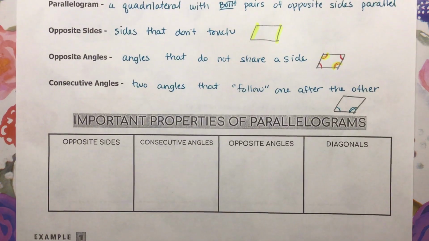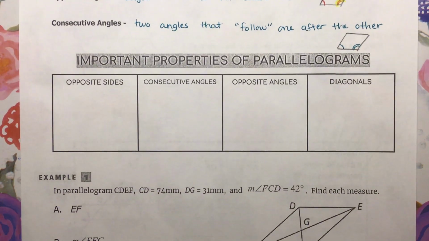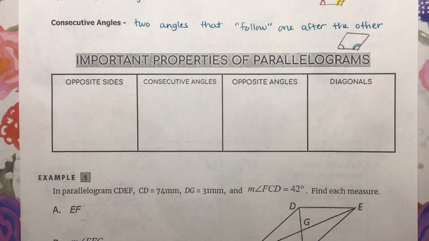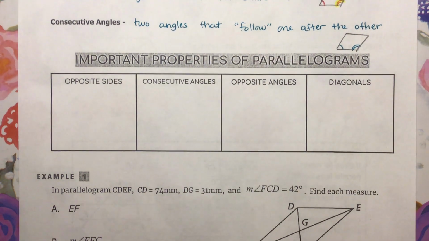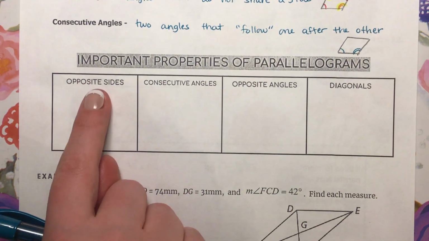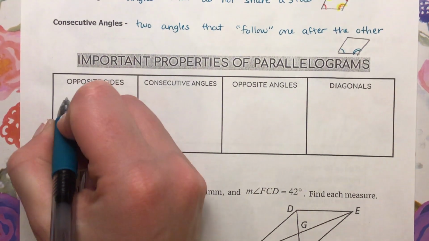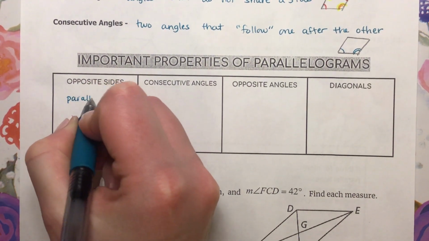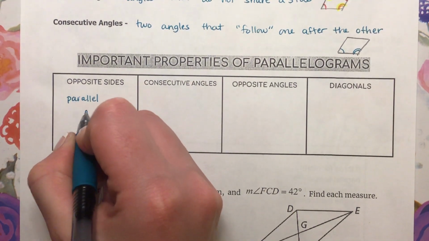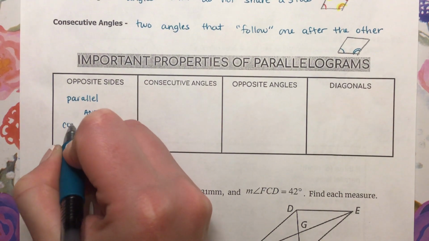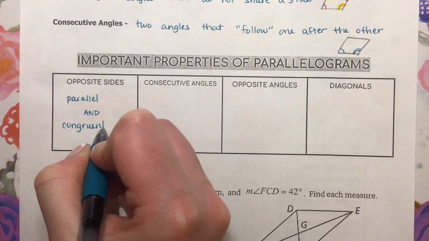Now I have a table here, and it's talking about properties of parallelograms. We're going to be applying these, and I'm also going to have a flow chart for you by the end of the chapter. But there are a lot of properties with parallelograms, so we're going to keep referring back to our table here. What are some things we know about parallelograms? First of all, what do we know about opposite sides? We know that opposite sides are parallel, meaning they don't touch. We also know they are congruent, parallel and congruent.